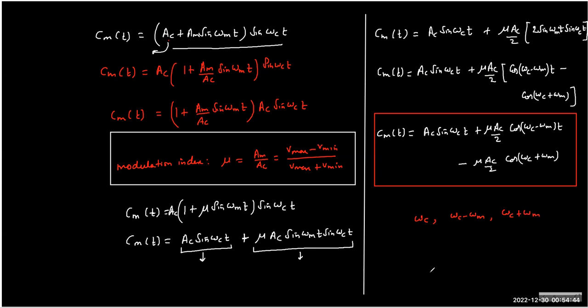If you want to plot this, let's say this is omega c, then this is omega c plus omega m, and this is omega c. We know the carrier is high frequency. So compared to the carrier frequency, the message frequency is very, very small. If the carrier is in megahertz, the message will be in kilohertz. Understood?